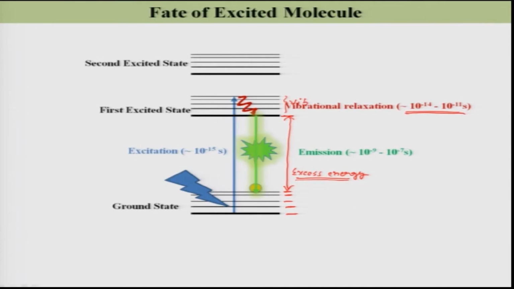While exciting, the light energy you are using is proportional to the gap from here to here, that is for your excitation. For emission you are getting light having energy this much, and this process usually takes place in the nanosecond time region. So eventually this molecule will come back from the excited state to the ground state, and the molecule will spend some time in the excited state.